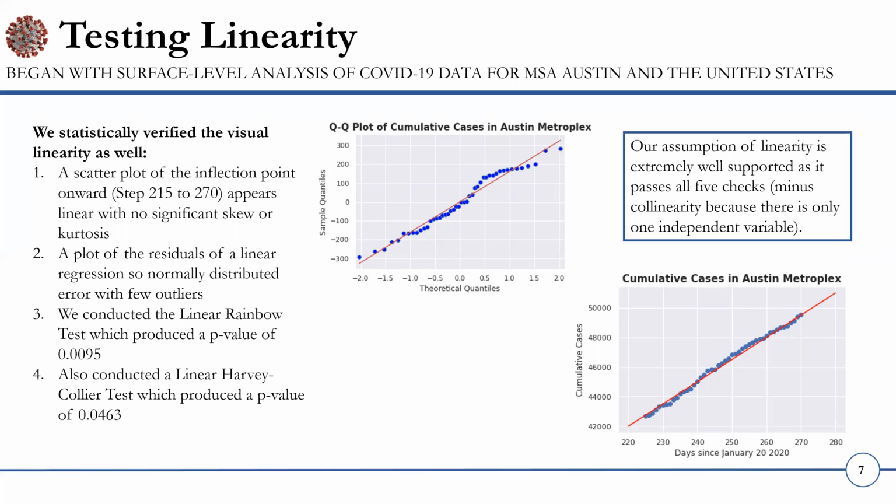Fourth, we conducted a linear Harvey-Kohler test, which allowed us to see convexities and concavities in the data on a macro or micro scale, and this produced a t-statistic close to 0 and a p-value below 0.5. Thus, we could accept linearity.